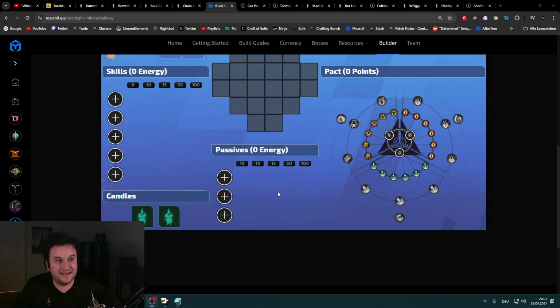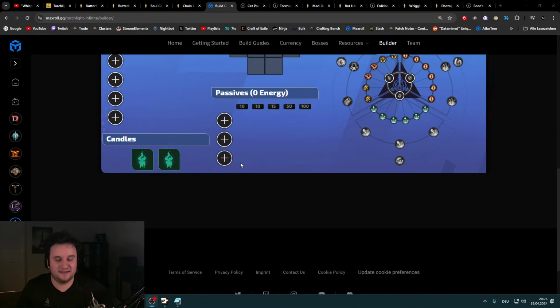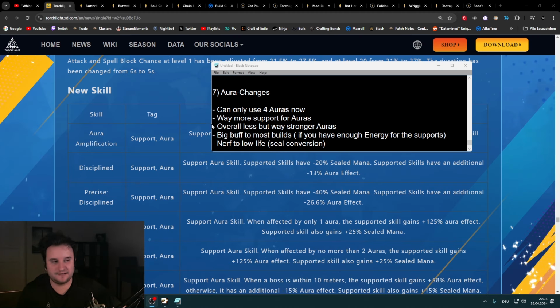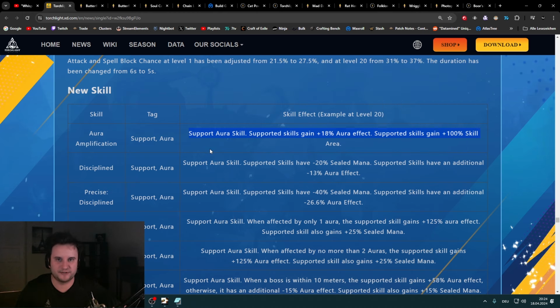Now, what happened in this patch, though, is they removed the ability to put more than one active skill in one of these slots, but they added a 4th one, which means you can technically only have 4 auras unless you get an aura from somewhere else, like, for example, a boot slot or something. This sounds like a huge nerf at the start, but they did revamp how some of these auras scale, as well as giving you a lot more support options for them.